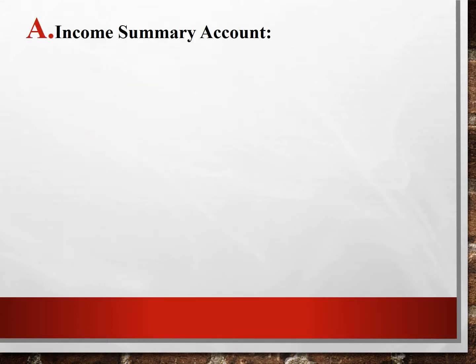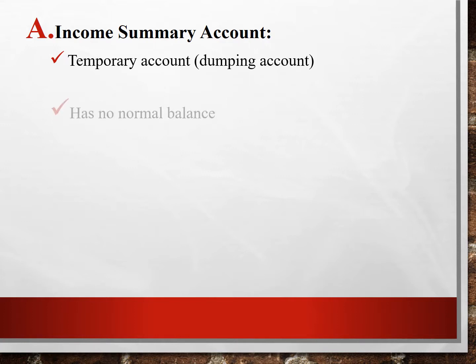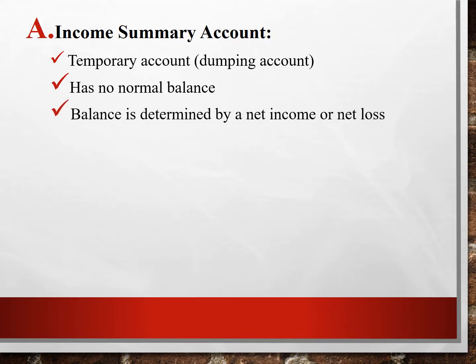The income summary account. The income summary account is a temporary account, or what you call a dumping account. The income summary account is called a dumping account because it is only used to close out the temporary accounts at the end of the fiscal period. It has no normal balance. Rather, its balance is determined by whether a business has a net income or a net loss.